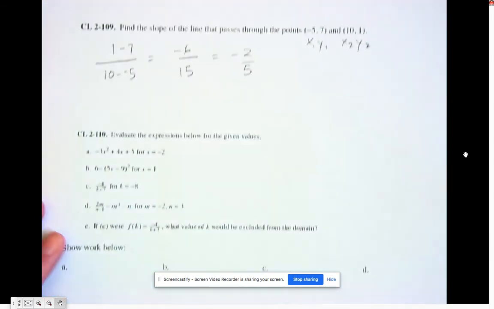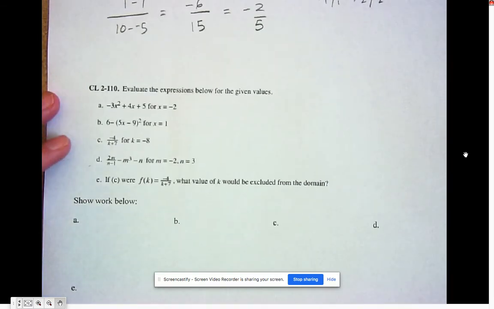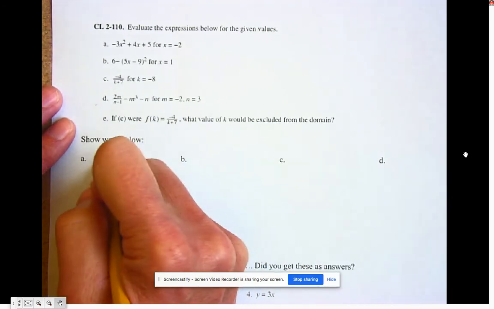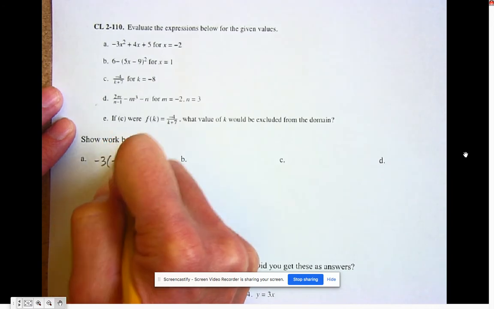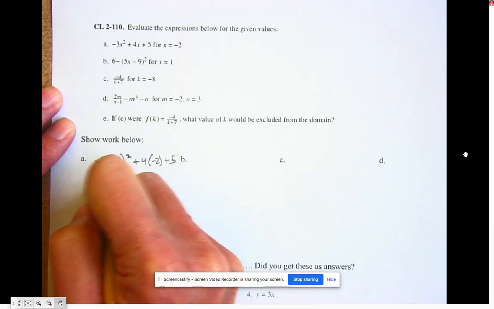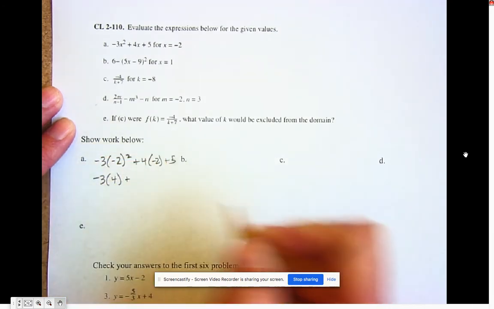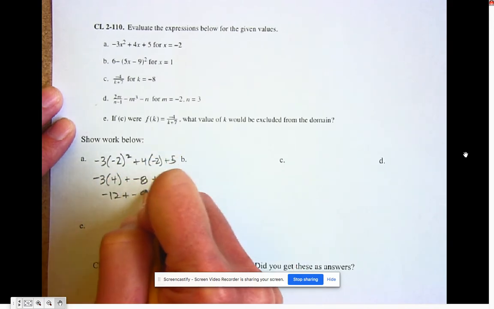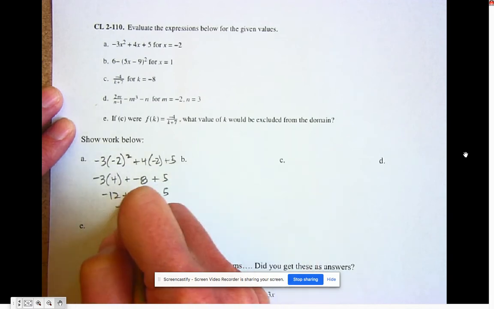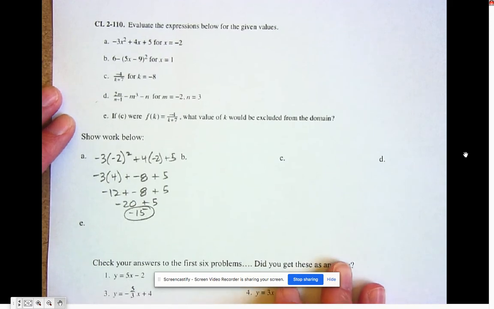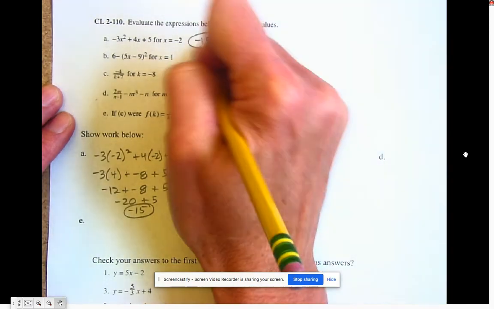Okay, so then I'll practice evaluating expressions. We are going to replace x with negative 2. So negative 3 times negative 2 squared plus 4 times negative 2 plus 5. So I get negative 3 times 4, plus 4 times negative 2 is negative 8, plus 5. So negative 12 plus negative 8 plus 5. Negative 20 plus 5 is negative 15. Okay, so this first one was negative 15.